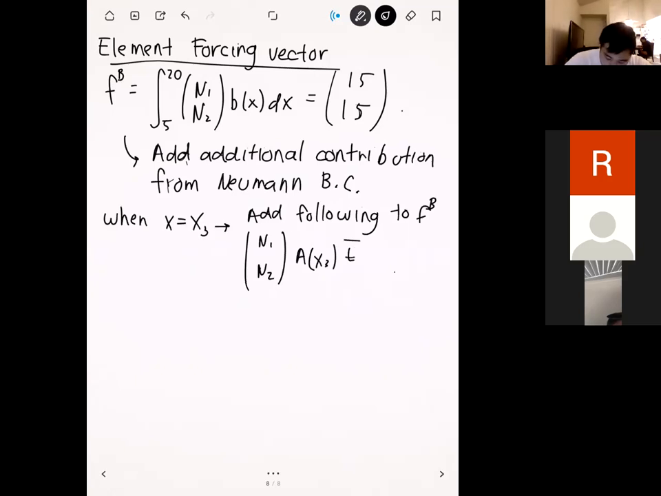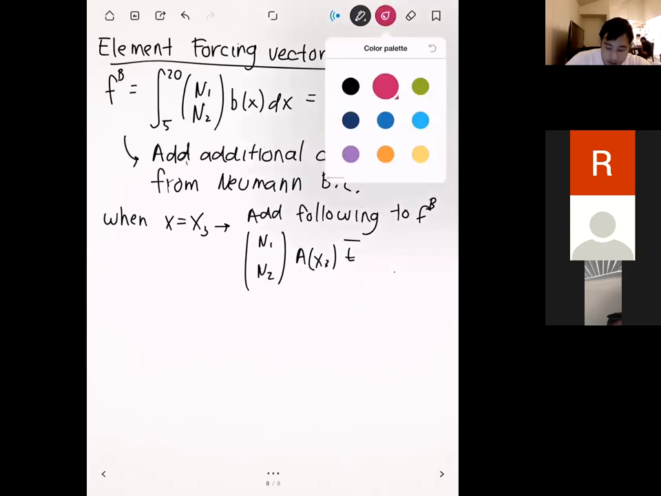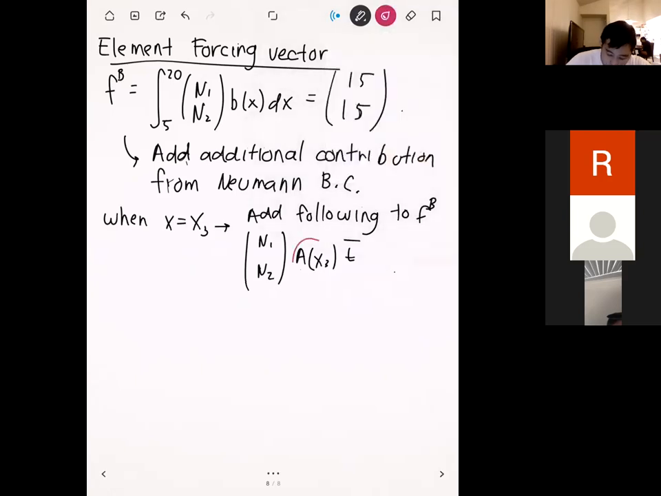And so our area at X3, we're basically just going to plug in our area function and apply it at X3. And so this is going to be 1 plus X3 squared over 400. Since X3 is equal to 20, this is just going to be equal to 2. And then we know our T bar right here is going to be minus 5 from the problem.